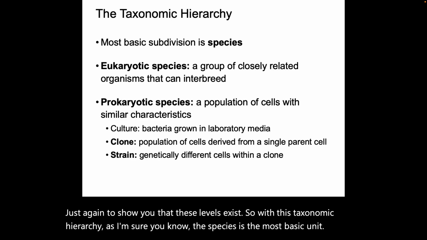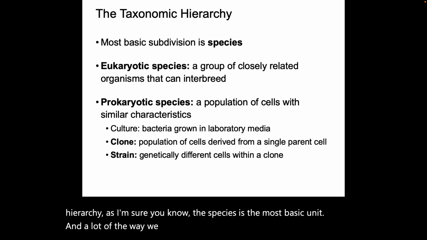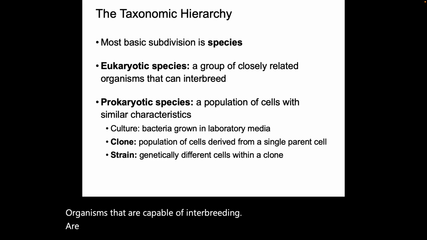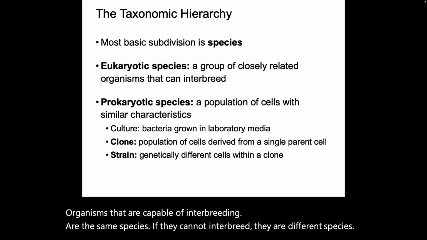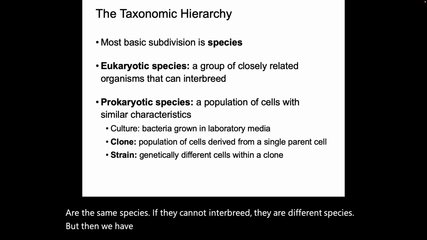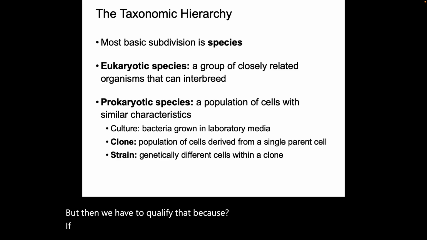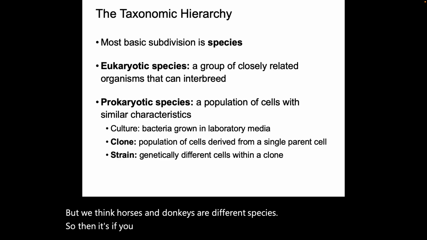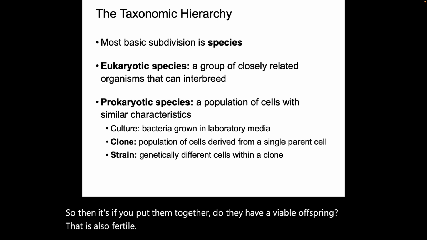And a lot of the way we define a species is very eukaryotic centric. Organisms that are capable of interbreeding are the same species. If they cannot interbreed, they are different species. But then we have to qualify that, because if you put a horse and a donkey together, they can have a baby. But we think horses and donkeys are different species. So then it's, if you put them together, do they have a viable offspring that is also fertile? Mules are technically infertile. Right?